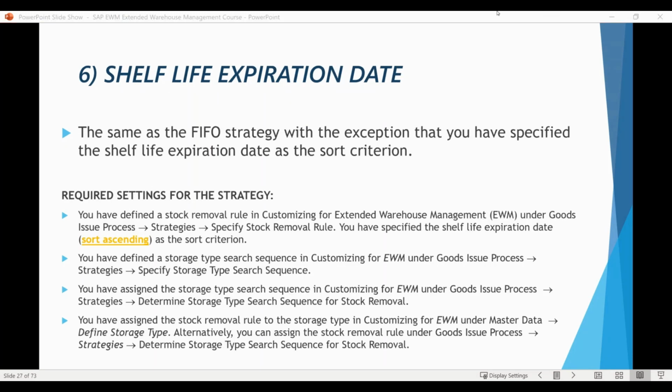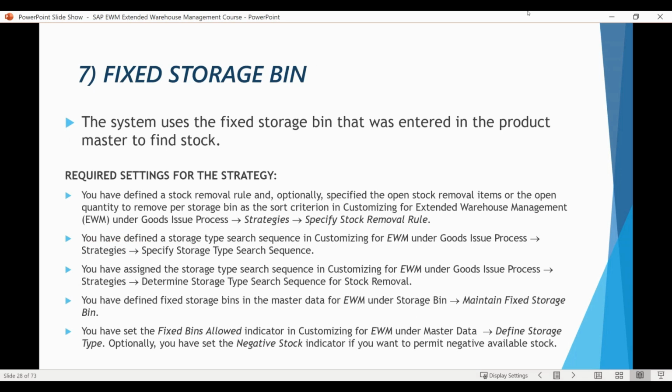The next strategy is called shelf life expiration date, which means that the products with the oldest shelf life expiration dates are picked from stock first. This strategy requires that shelf life expiration dates have been maintained for the products. The last standard stock removal strategy is called fixed storage bin. This strategy means that the system uses the fixed storage bins that have been defined for a product to select the stocks that should be picked.